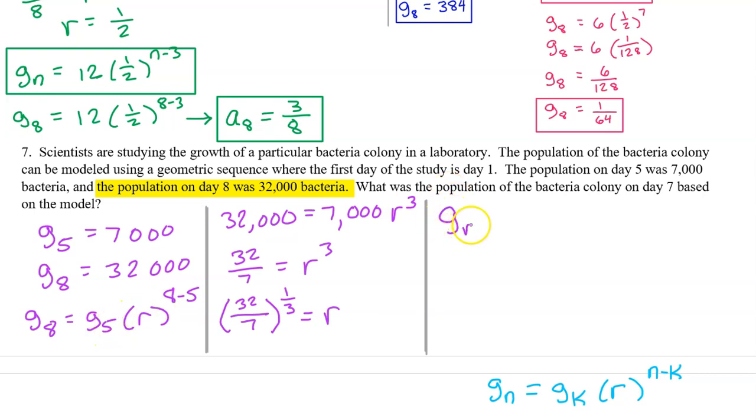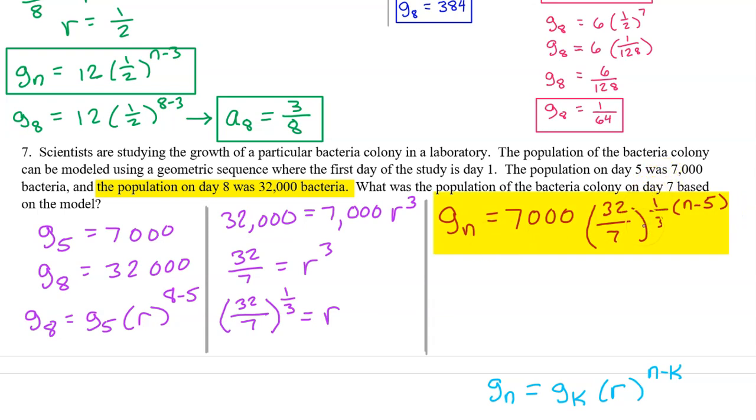The equation will be Gn is equal to, and I'm going to just go ahead and write 7,000, but just remember K is 5. So then we have this R value, 32 over 7 to the 1/3 power. And then this will be raised to the n minus k power. When you raise a power to another power, you multiply. So I can just go ahead and multiply by n minus k, which in this case is n minus 5.